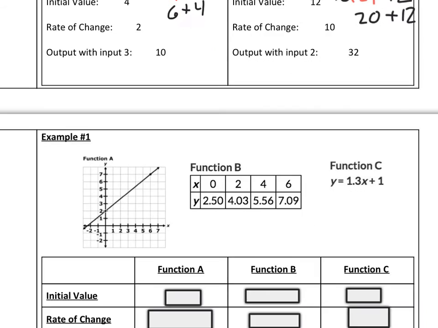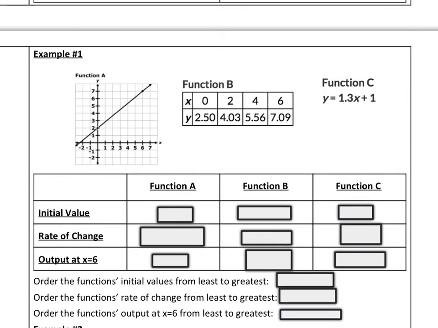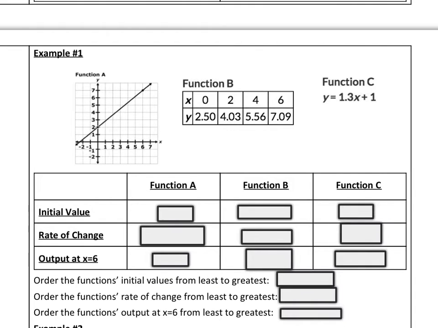Flip that page over and let's try a couple example type problems. So here we've got 3 different functions. Function A is a graph, function B is a table, function C is an equation, and we want to find the initial value. So try to find the initial value of each function now.